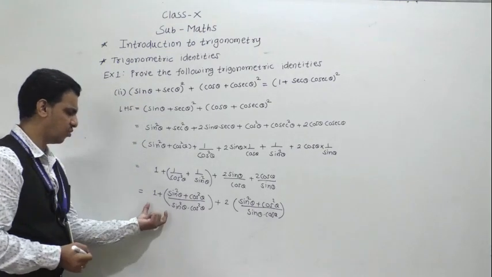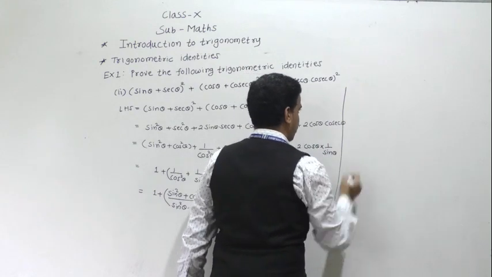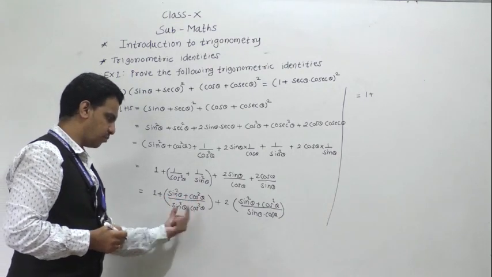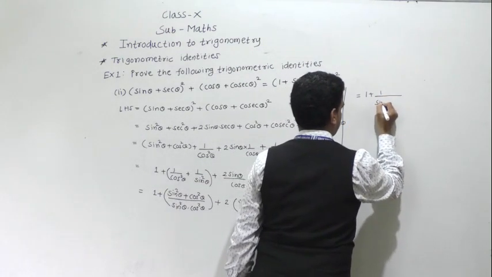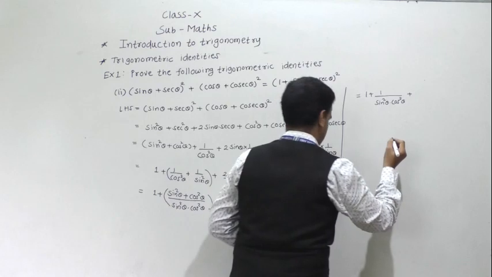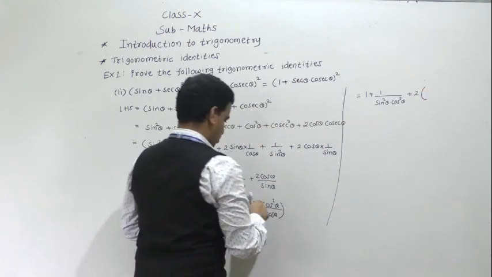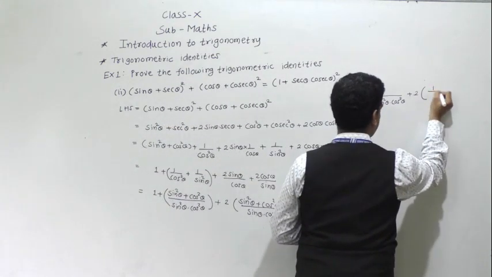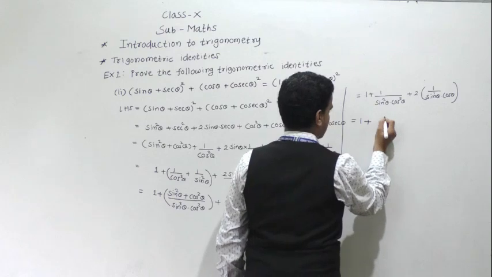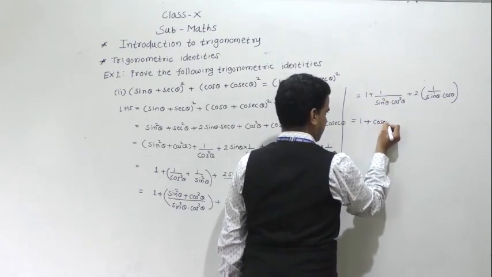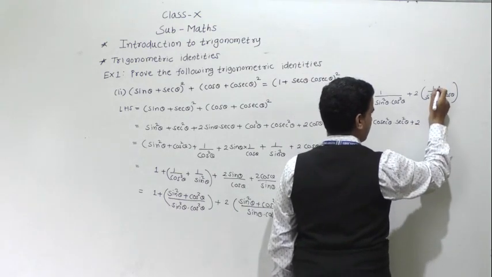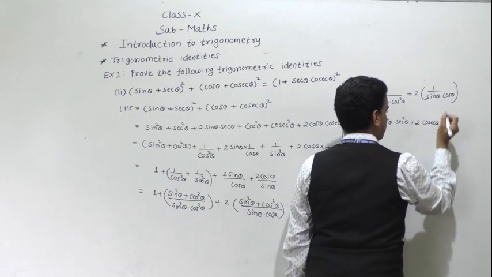Okay, now what we have, here I am writing 1 plus, sin square theta plus cos square theta, this value is 1, so 1 upon sin square theta into cos square theta, plus 2 into sin square theta plus cos square theta, this value is again 1, so 1 upon sin theta into cos theta. Okay, so 1 plus 1 upon sin square theta, that is cosec square theta, into 1 upon cos square theta, that is sec square theta, plus 2 into 1 upon sin, that is cosec theta, and 1 upon cos, that is sec theta.